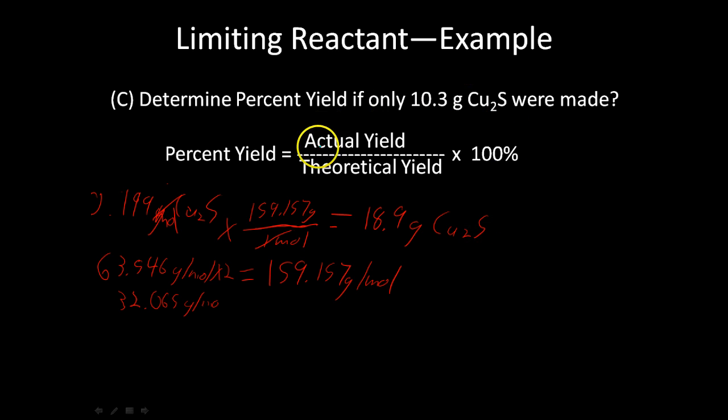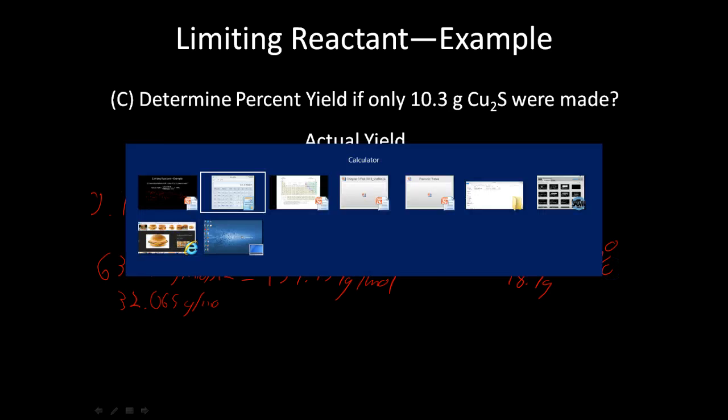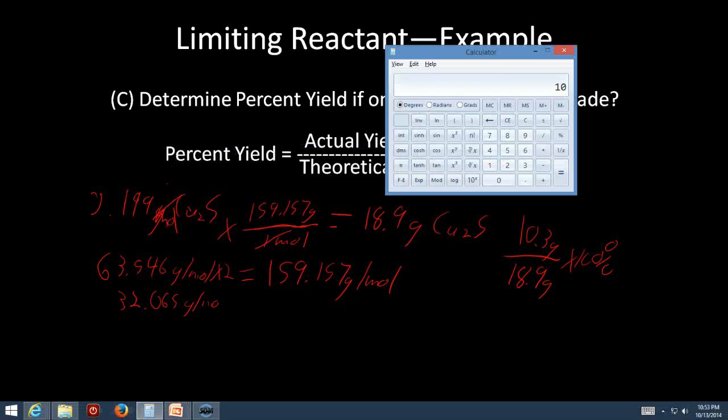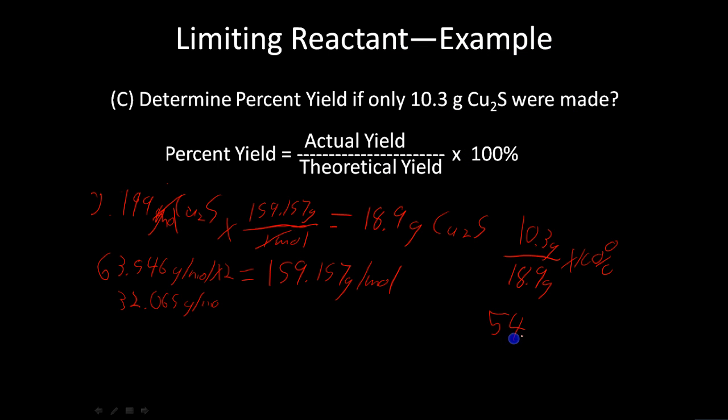So the percent yield is the actual yield divided by the theoretical yield. So we put 10.3 grams over 18.9 grams times 100%. Bring our calculator back up: 10.3 divided by 18.9 times 100. And so, very sad, we only had 54.4 or 54.5% yield.